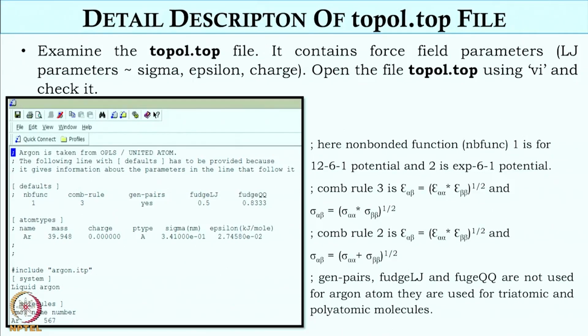After that I'm including an ITP file, argon.itp. Then I also have to specify the total number of argon atoms being simulated and the residue name. The residue name that we have already given in the PDB file, we have to use the same residue name, and then we give the total number of molecules that are being simulated. Here we are using 567 argon atoms, so we have to specify it. So far we have considered the PDB file, GRO file and top file, isn't it?